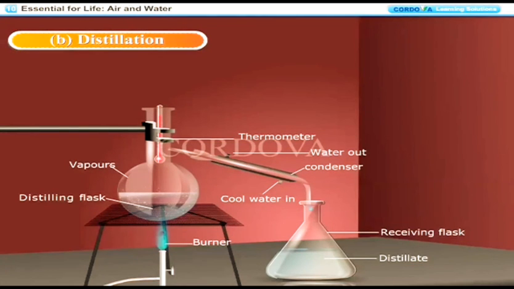In distillation, impure water is heated in a flask. On heating, water changes into steam and impurities are left behind in the flask. The steam passes through the condenser. Here it cools and changes into water. This water is pure, which is collected in a separate flask.